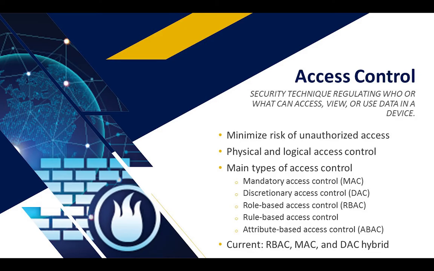Physical access control can refer to limitations to places such as buildings, rooms, computers, and other physical IT assets. Logical access control restricts access to networks, files, and data. There are 5 main types of access control: mandatory, discretionary, role-based, and attribute-based.